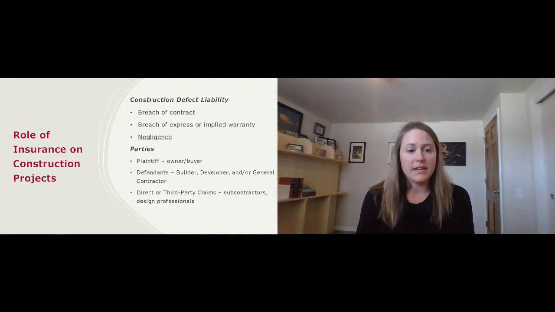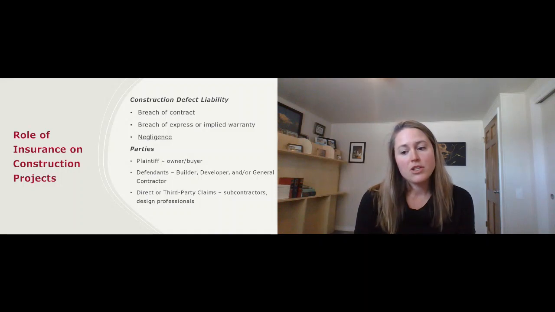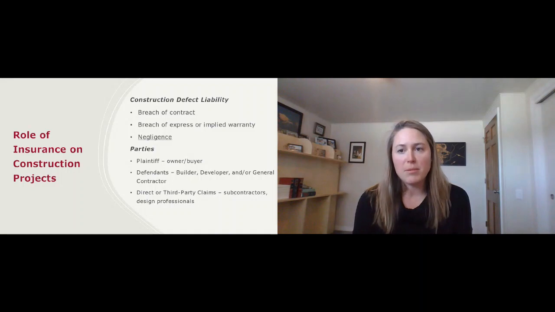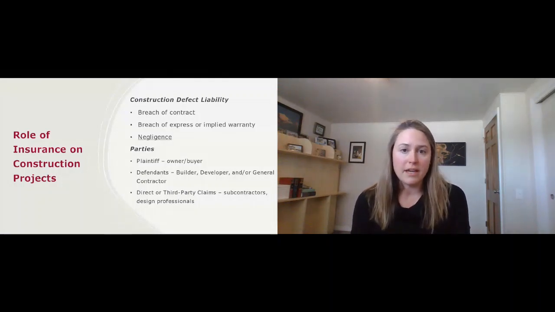And then negligence. And negligence is really what I want to focus on today in terms of your construction defect liability, because negligence claims are those claims in the construction defect context that will trigger your commercial general liability insurance coverage. I think if you have been sued before, this may be very familiar to you, but hopefully many of you have never been sued, and so this may be new information, but this is a topic that I deal with daily.